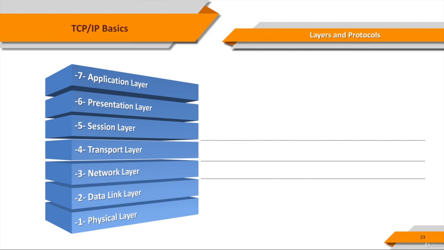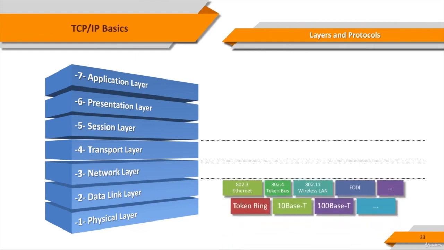Let's see some of the most famous protocols of the layers. For ease of use, it's better to talk about physical layer and data link layer together. Here we have some protocols in data link layer and some physical media and connection methodologies in physical layer. Ethernet and 802.11 wireless LAN are the most known protocols of the data link layer.